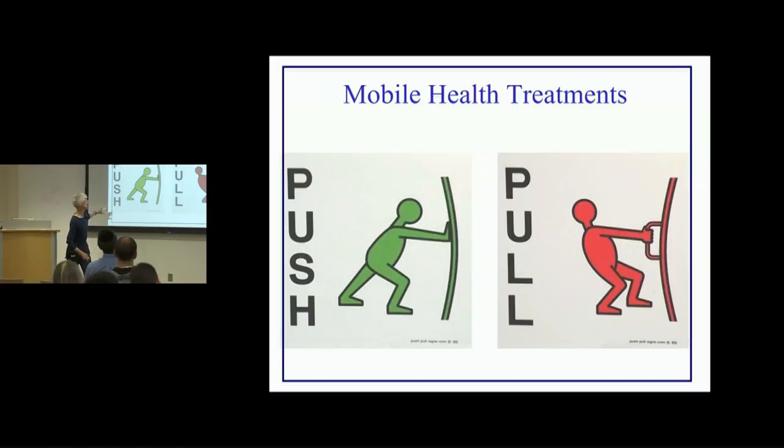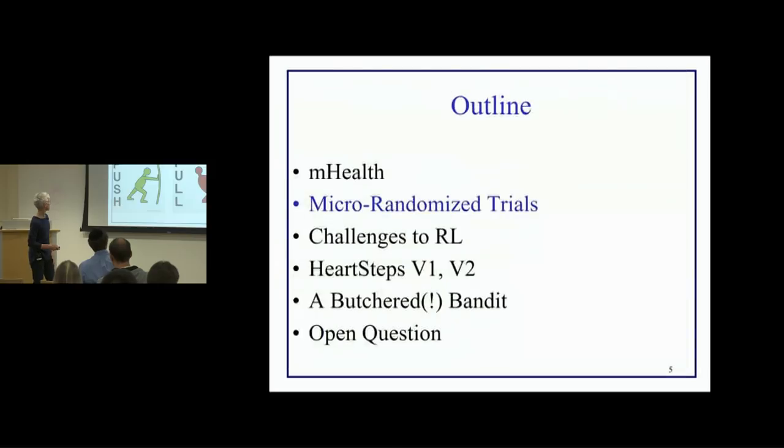So when we talk about experimentation, we're always thinking about pushes, pretty much. And because of this, there's just a strong reason to optimize. And that reason is there's both positive but very strong negative impact. So I'll go over what micro-randomized trials are.